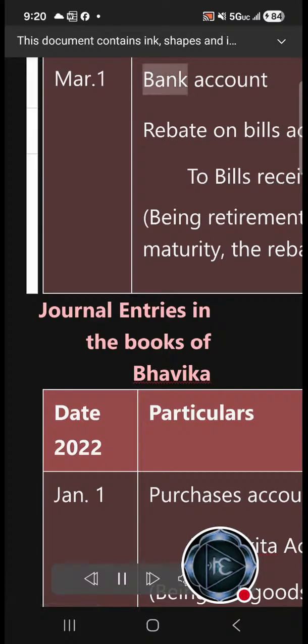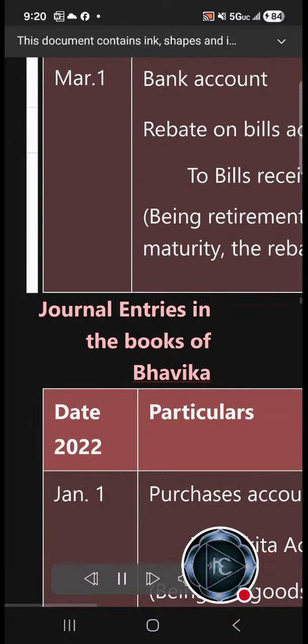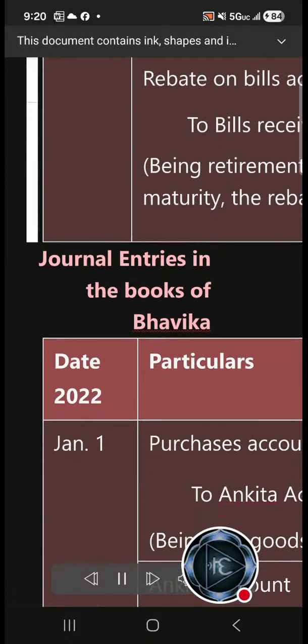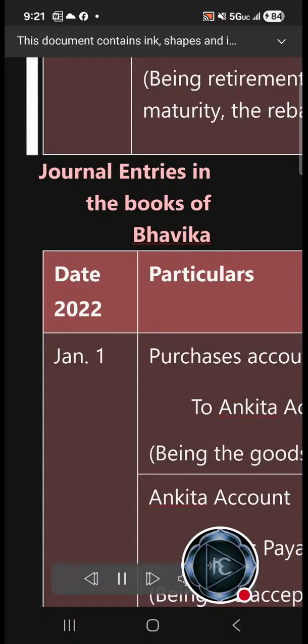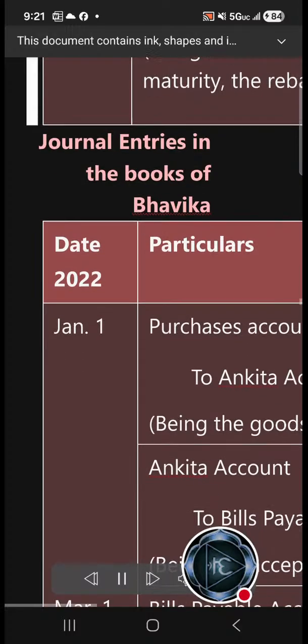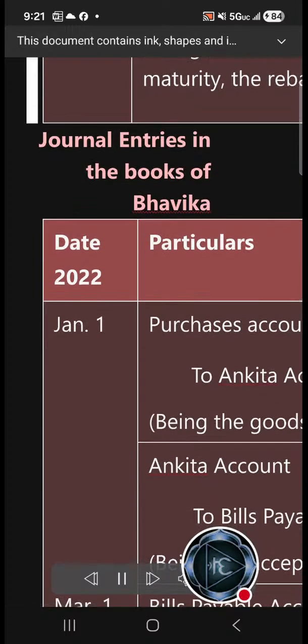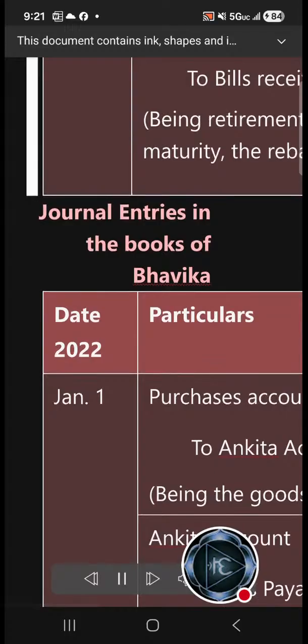495000. Bank account: Dr. Rebate on bills account: Dr. 5000. To bills receivable account: being retirement of bill by Bhavika 1 month before maturity, the rebate being given to her at 12% PA. 500000. Journal entries in the books of Bhavika.